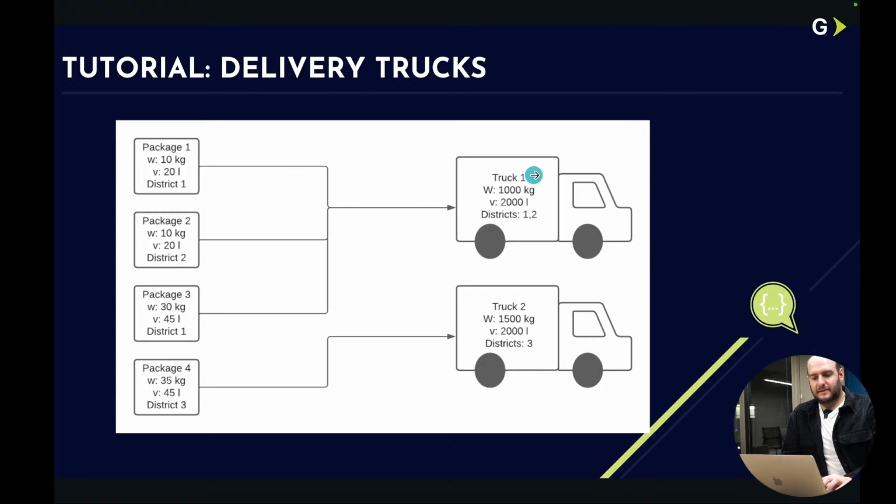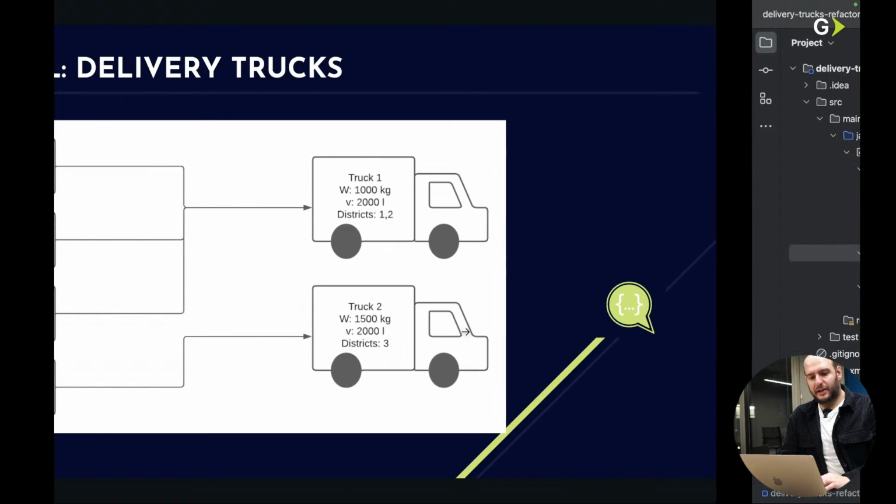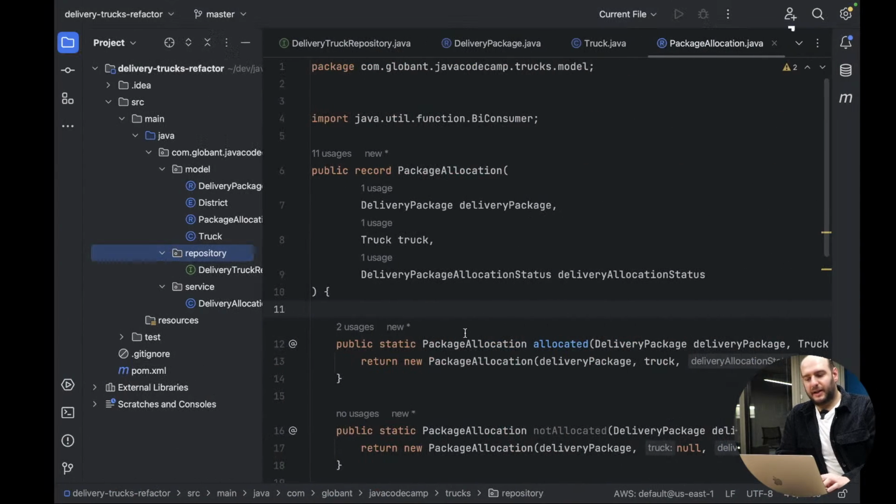And you have multiple packages that we're going to assign to different trucks that are going to deliver the packages. And these trucks also have a maximum weight they can carry, and a maximum volume they can carry, and they also have different districts they visit. So we can only send packages to truck 1 if they visit districts 1 and 2, and truck 2 visits district 3. So those are the rules, and we are going to take a look now at the code.